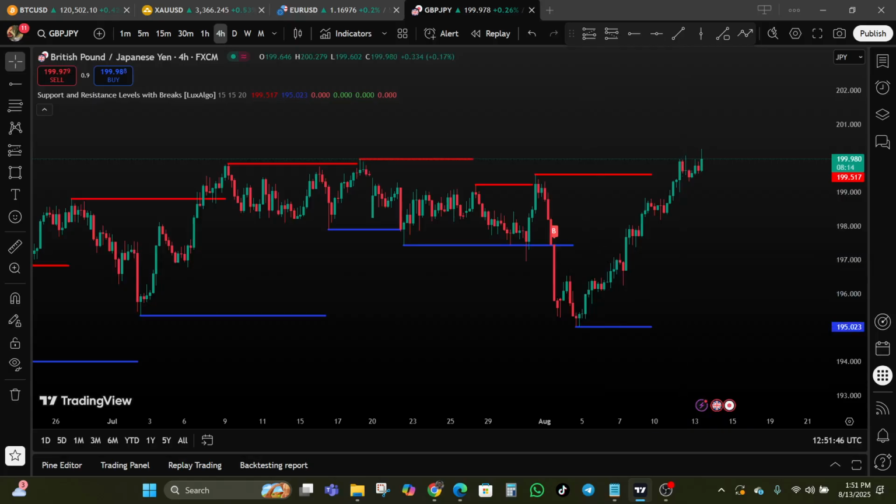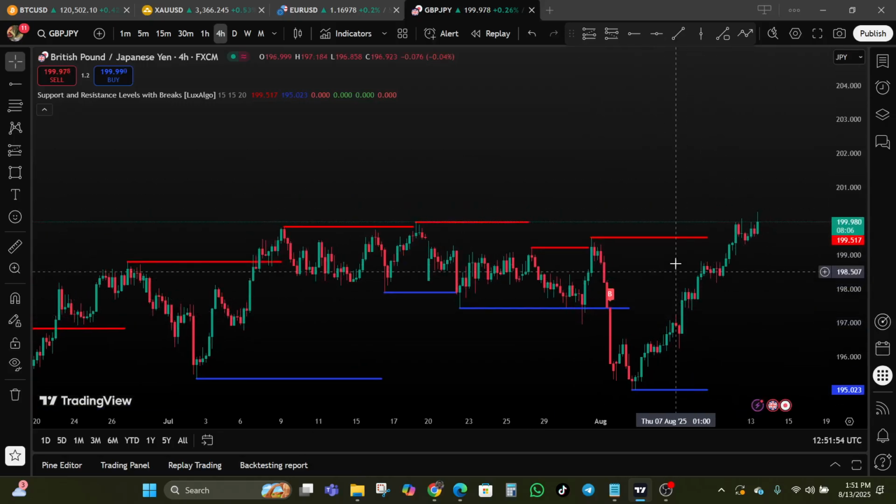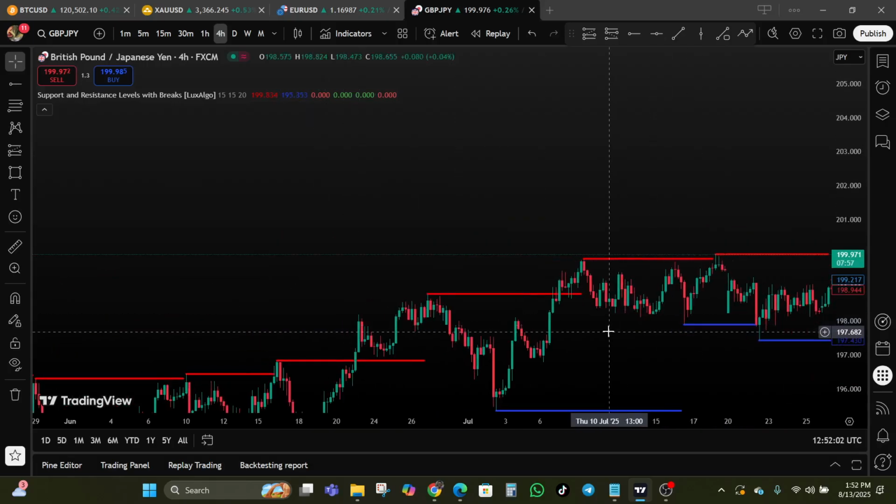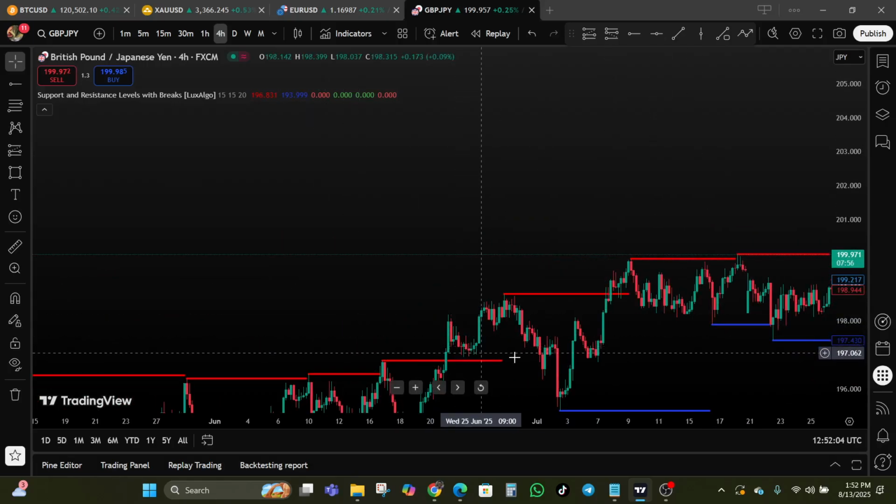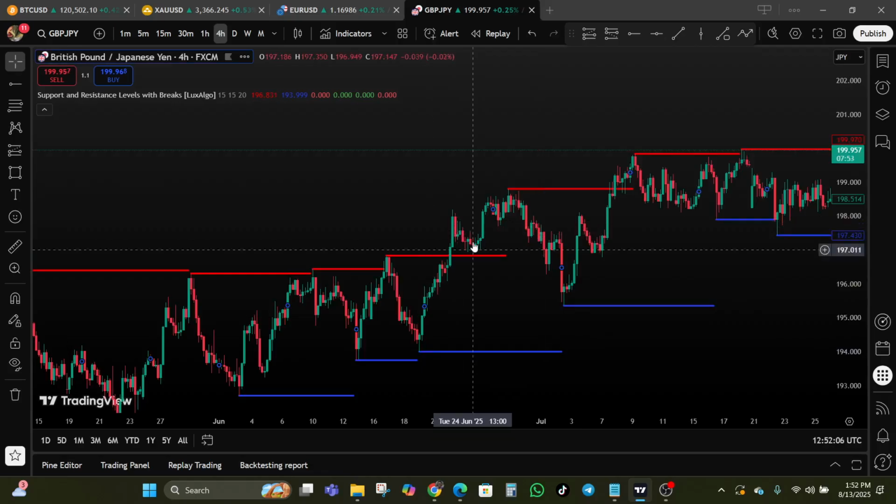Now the next way you can use this indicator is for breakouts. If price breaks through a strong resistance zone and tests it, it could be that that level has turned into a support. This concept is called a flip, like what happened around here. Price broke the resistance, tested it, and it now became a support zone. This concept is called a flip, and it can help you plan entries after the breakout.